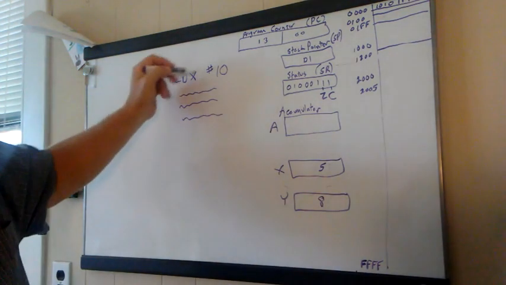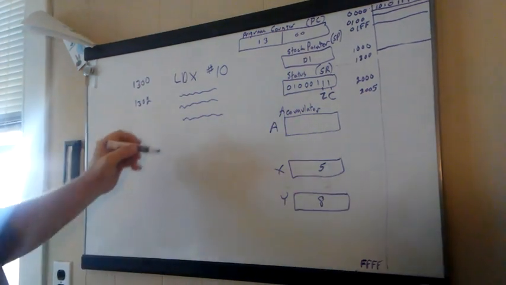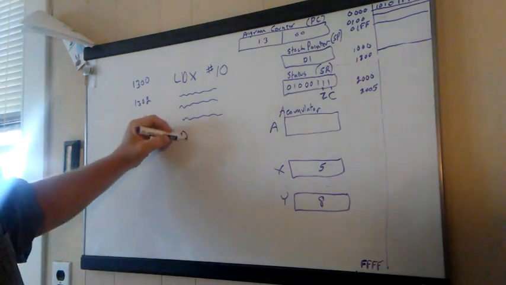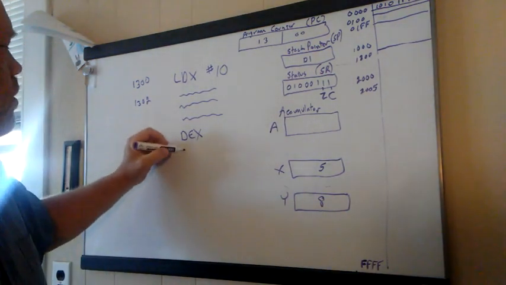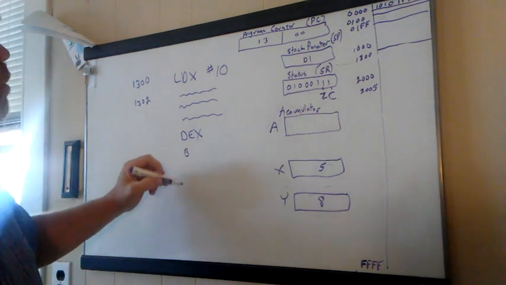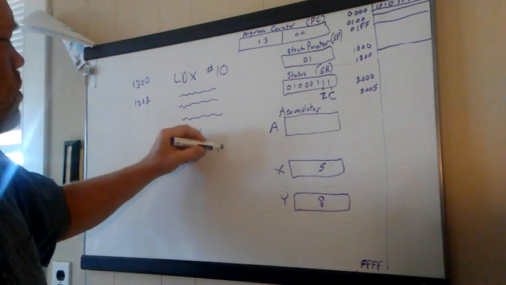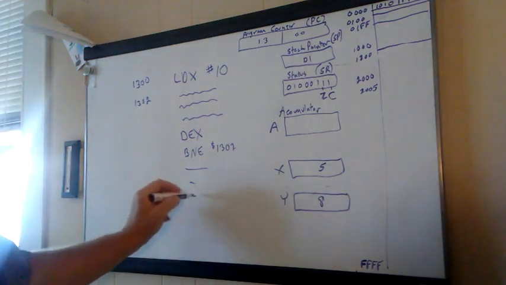And you're not going to do anything with the X register. You're going to leave it alone because it's your looping number. Then when you get done doing the stuff that you want to do 10 times, you're going to decrement X. And then you're going to branch if not equal to 1302. And then the program goes on.